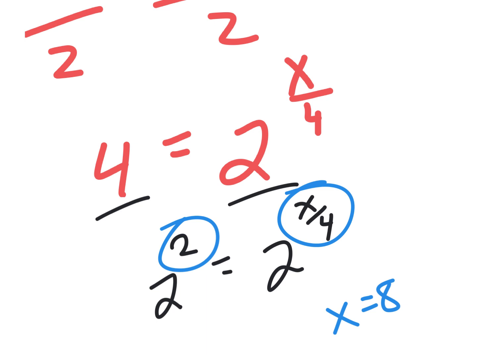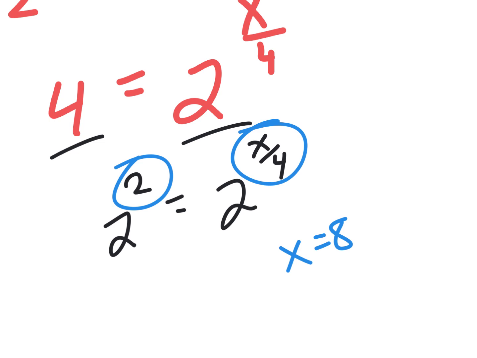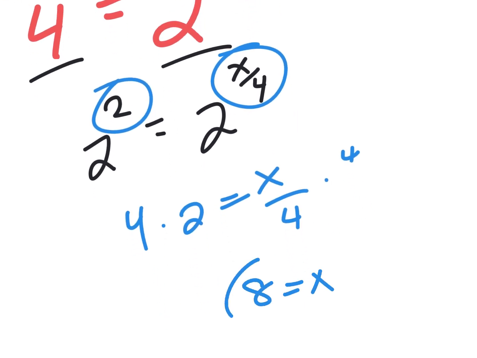Okay. You might be like, 8? That doesn't make any sense. Well, if you put in 8 here, 8 divided by 4 is 2 doubling cycles. Okay. Any questions about how I got that? Maybe I skipped too many steps. Here, I'll show you. 2 equals x over 4. Times by 4 on both sides. X equals 8.